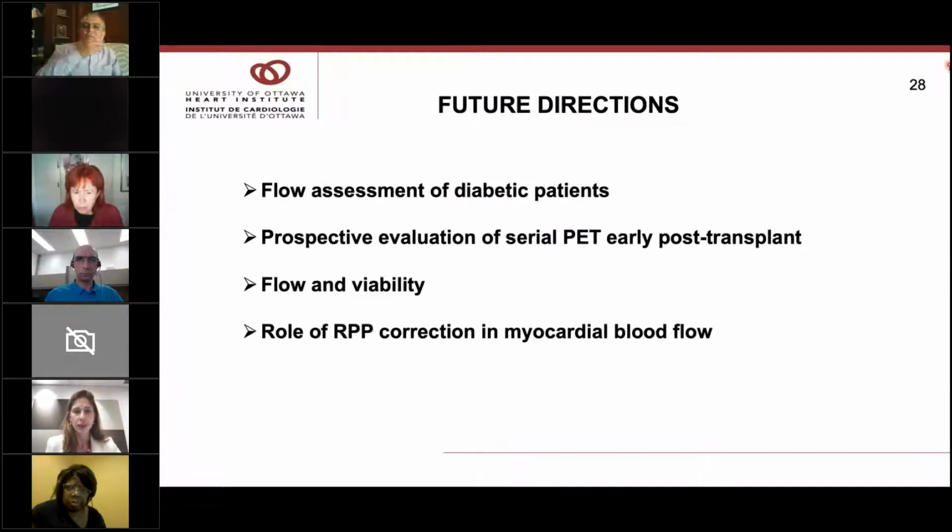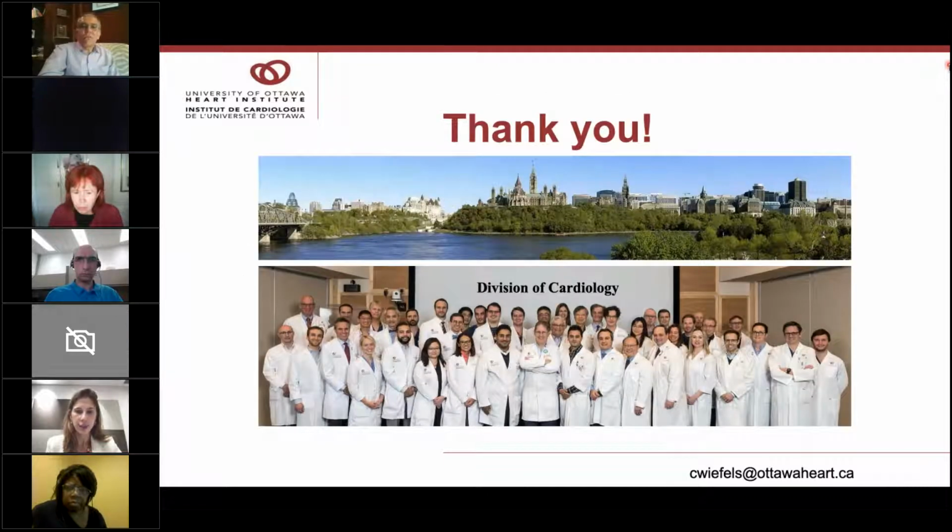So what are the future directions of our group? We're still working on flow assessments of diabetic patients and doing a prospective evaluation of serial PETs early post-transplant. We are working as well on flow and myocardial viability and the role of rate pressure product correction in myocardial blood flow. Thank you very much for your attention.